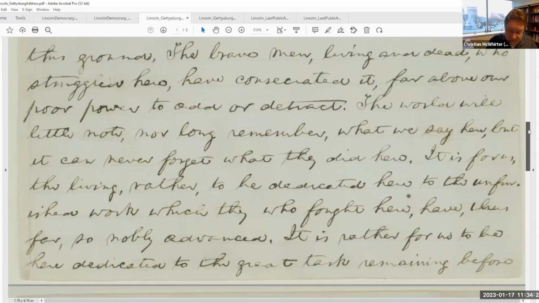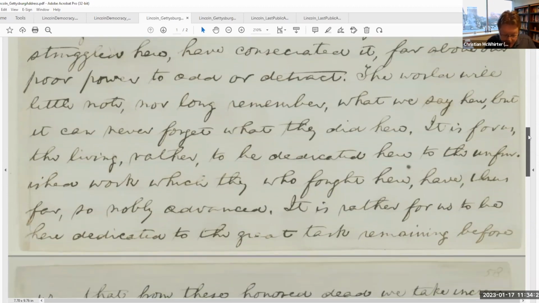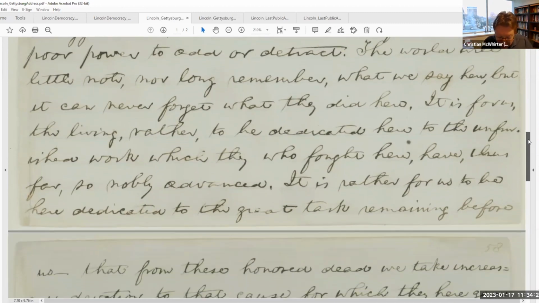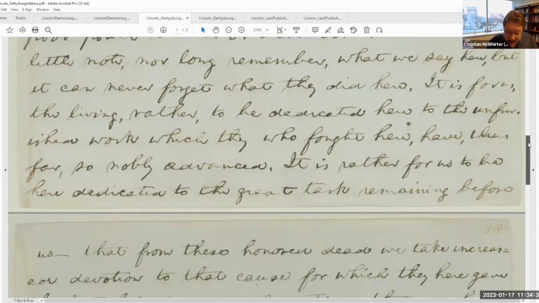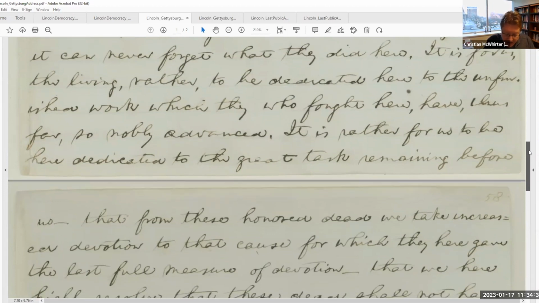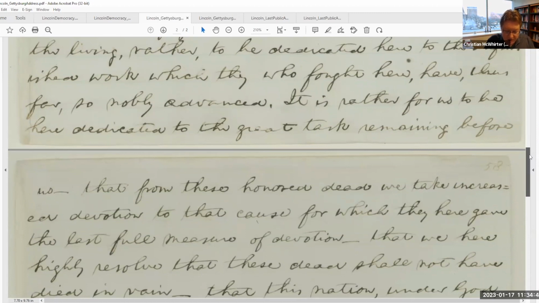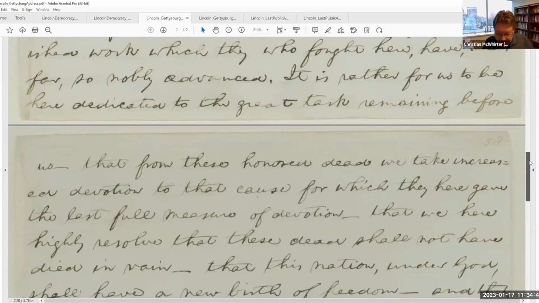The brave men, living and dead, who struggled here, have consecrated it far above our poor power to add or detract. The world will little note nor long remember what we say here, but it can never forget what they did here. It is for us, the living, rather, to be dedicated here to the unfinished work which they who fought here have thus far so nobly advanced.